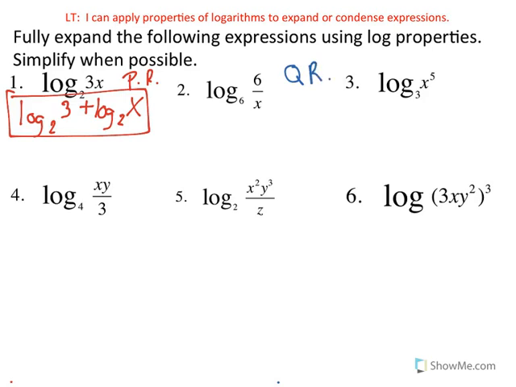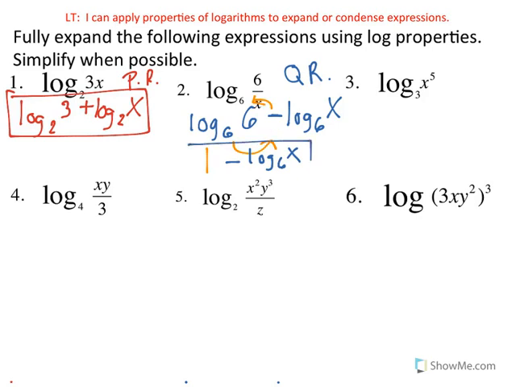Okay. So I can rewrite this as log base 6 of the numerator first, 6, minus log base 6 of the denominator, x. Make sure that you have simplified everything. 6 to what power equals 6? That would be a 1. Okay. And then minus log base 6 of x, because that can't be simplified any further. Final answer.